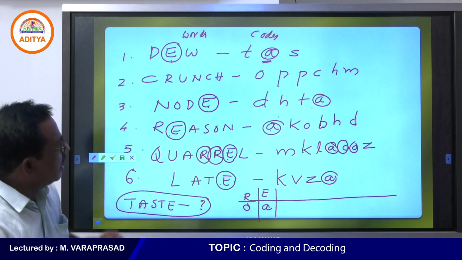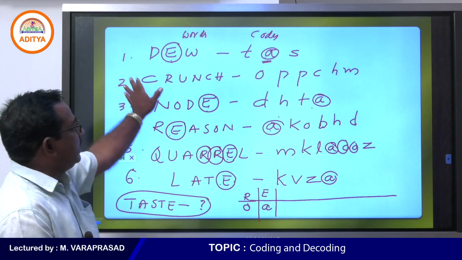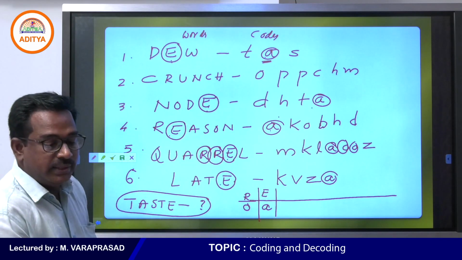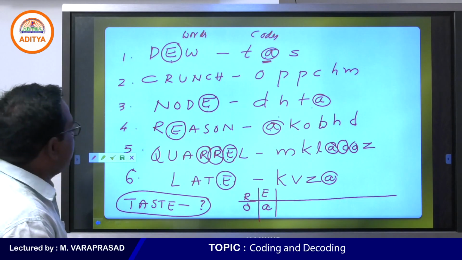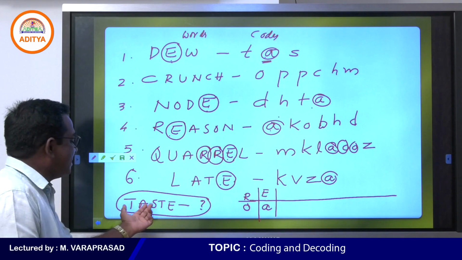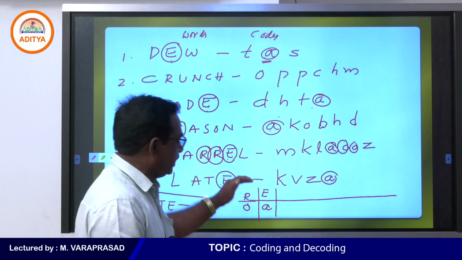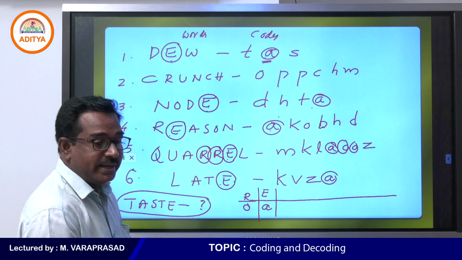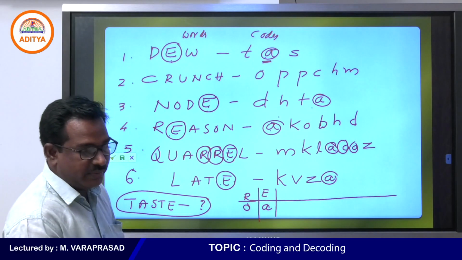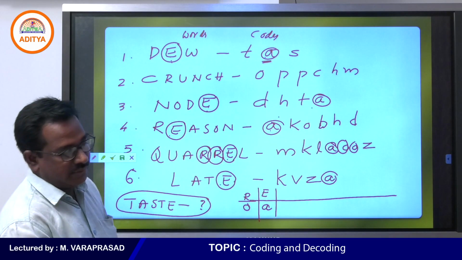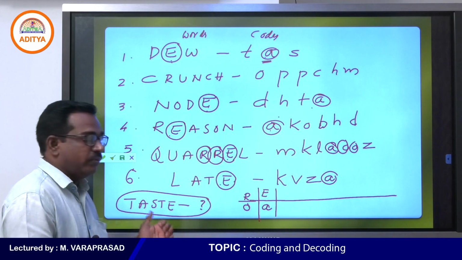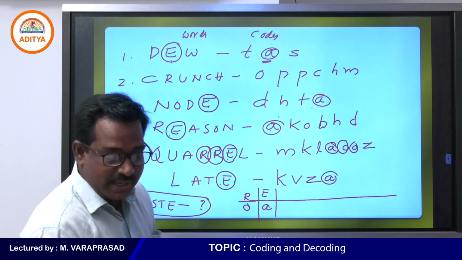So like that you need to compare and write the code for every letter. Still, what can we write? Here we want TASTE, taste. So first you write all the letters and codes here. Then we can discuss, 5 questions are there. The first question is, what is the code word for taste?